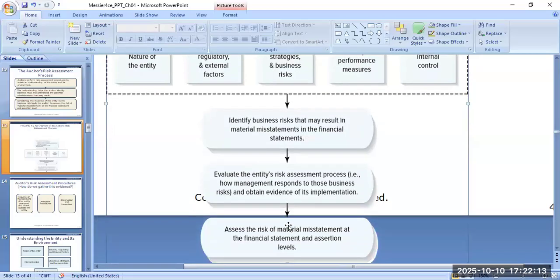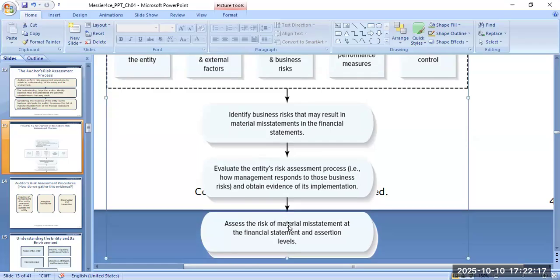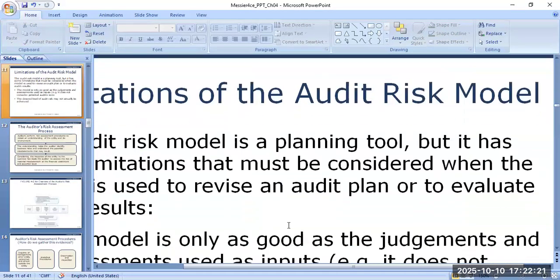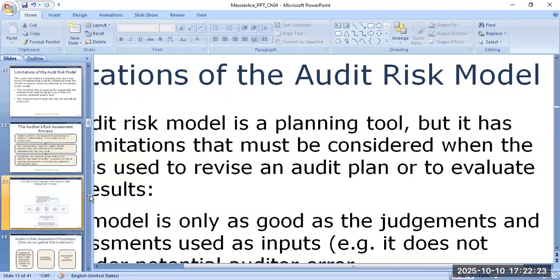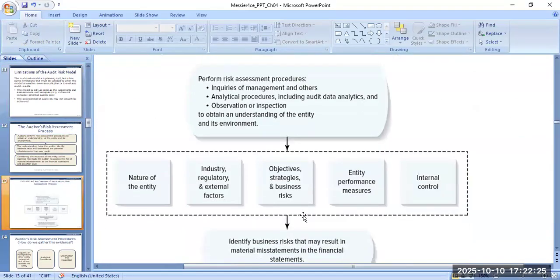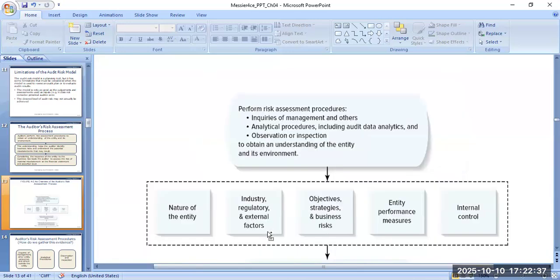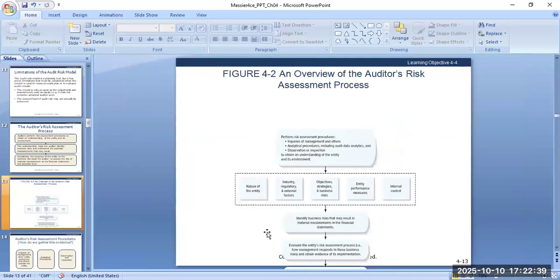Once we assess the risk of material misstatement at the financial statement and the assertion level, that's where the assessment is. The last one is we're going to assess the risk of material misstatement at the financial statement and the assertion level. And we're done with this. This is the whole process.